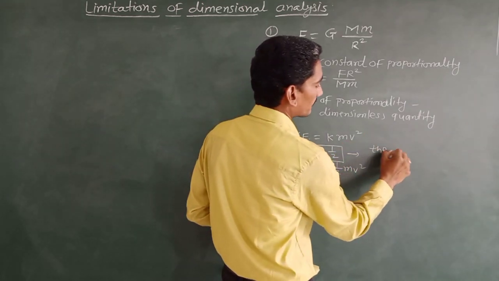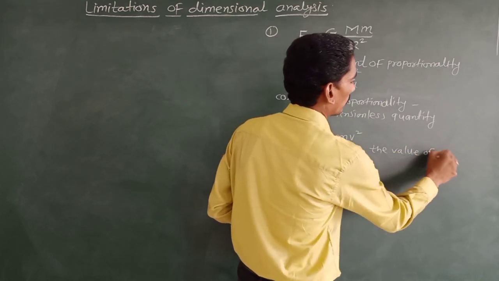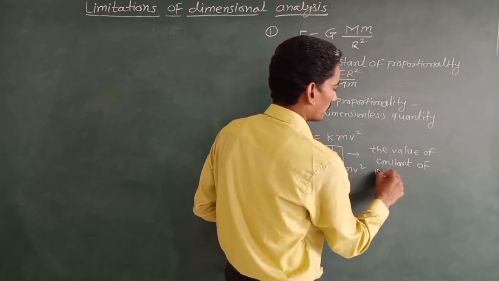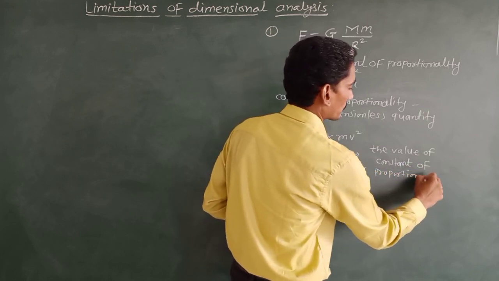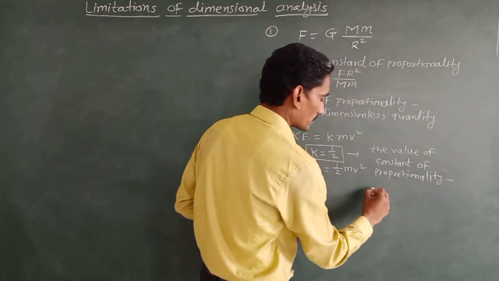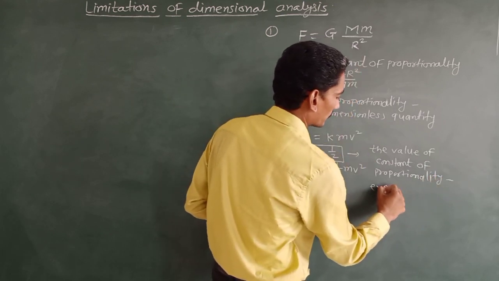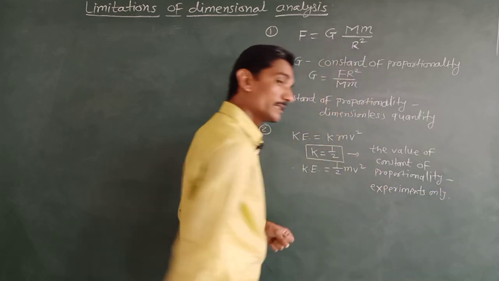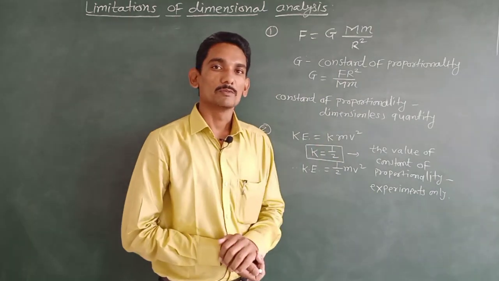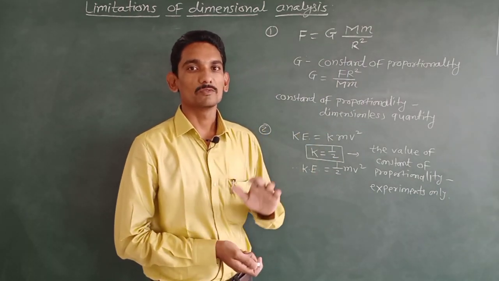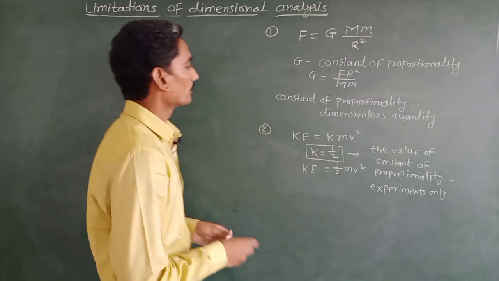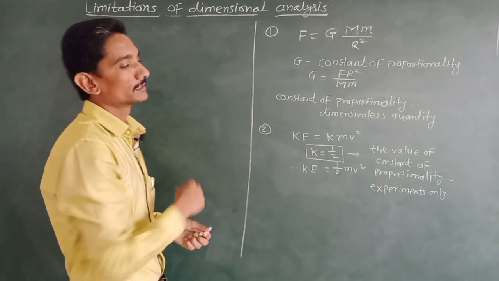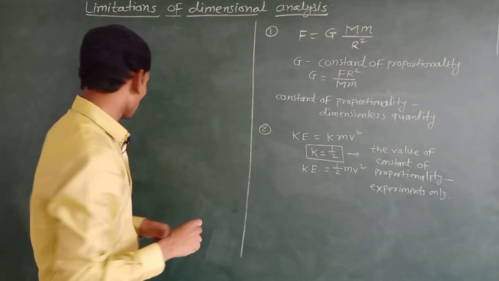So the value of the constant of proportionality is found by using experiments only. By using experiments we can find out the value, and by using dimensional analysis we can't find out the value of the constant of proportionality. So this is the second limitation regarding the use of dimensional analysis.